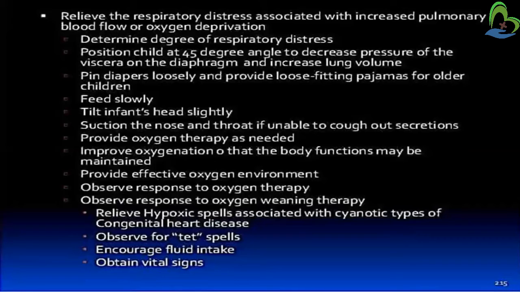Then relieve hypoxic spells associated with cyanotic types of congenital heart disease. Observe for hypoxic spells, encourage fluid intake, and obtain vital signs.